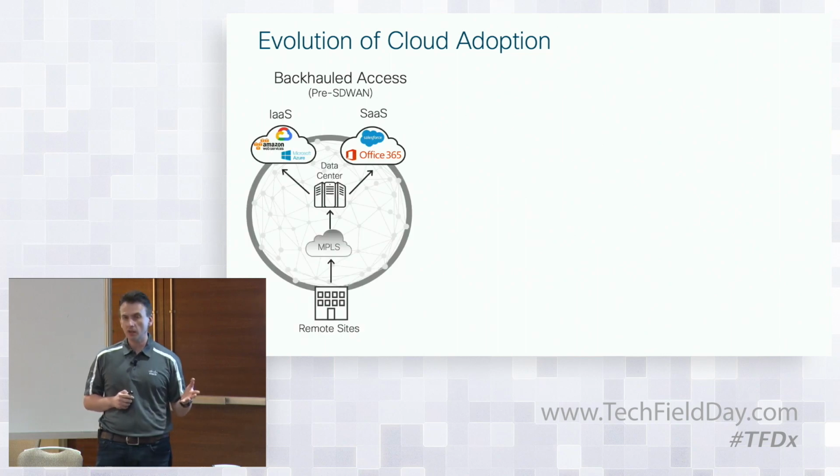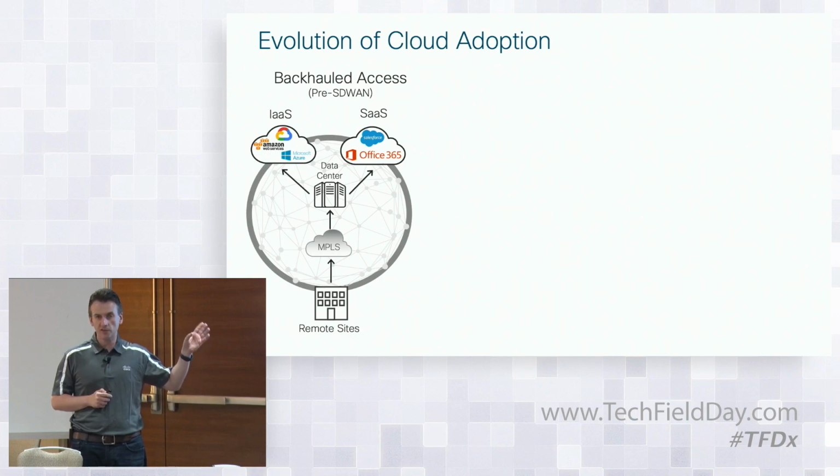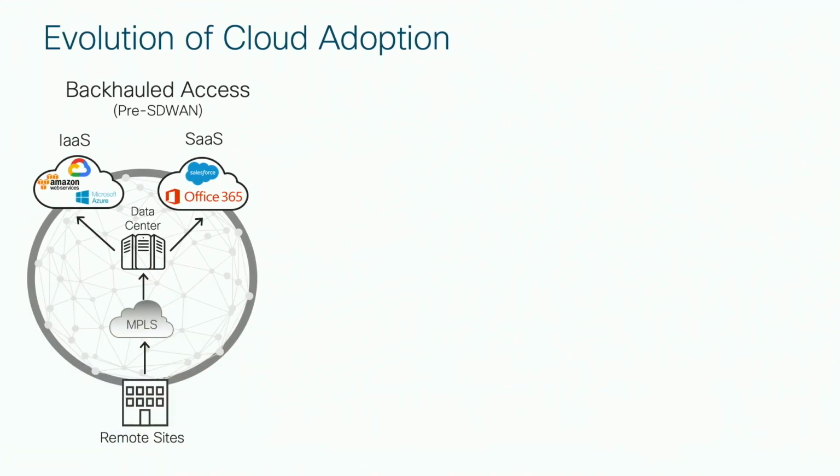And when we talk about the cloud, we really talk about two main clouds. The SaaS cloud, which is the SaaS applications: Office 365, Salesforce, Dropbox, Box, whatnot. Office 365 is by far the most popular application. And then we have infrastructure as a service, which is AWS, Microsoft Azure, Google Compute, and a slew of others. So how were these clouds consumed in the pre-SD-WAN days?